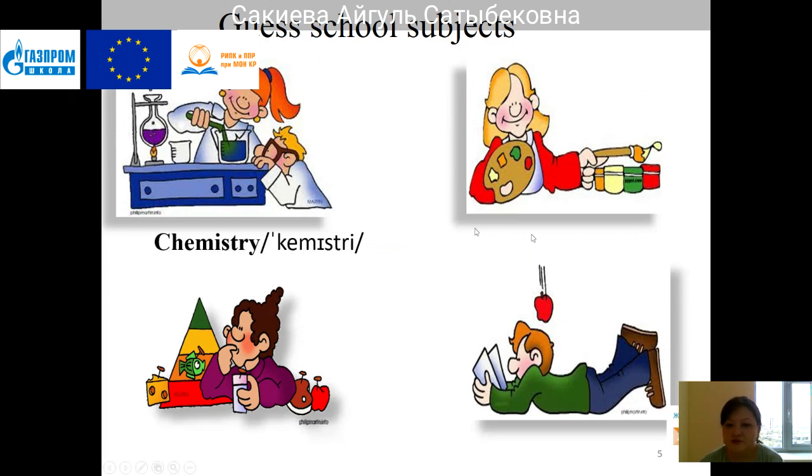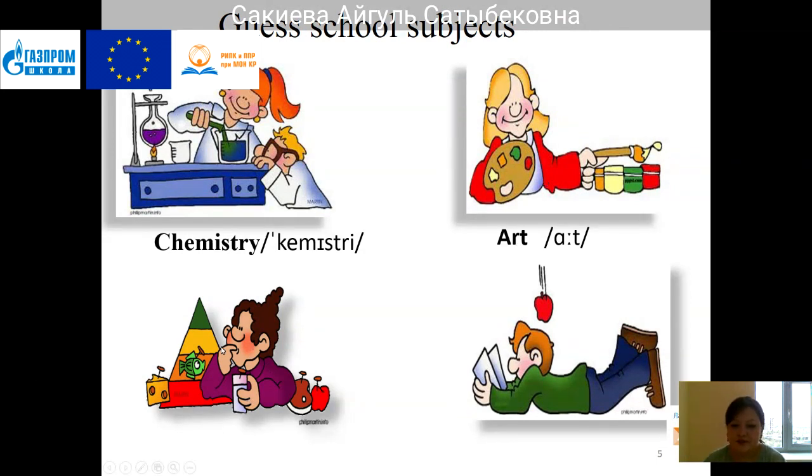So let's move on to the second picture. You see, she's holding what? Paints, brush. Probably she's going to draw. What is the name of this subject? Art. Yes, correct. It's art.